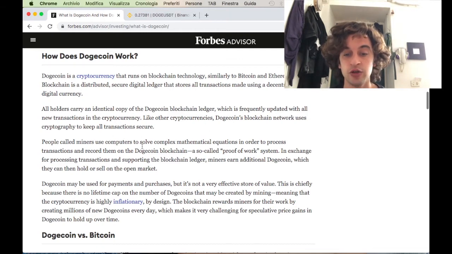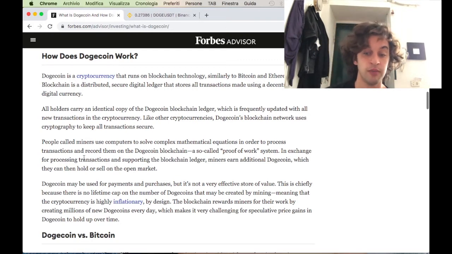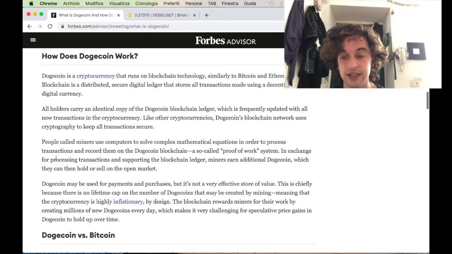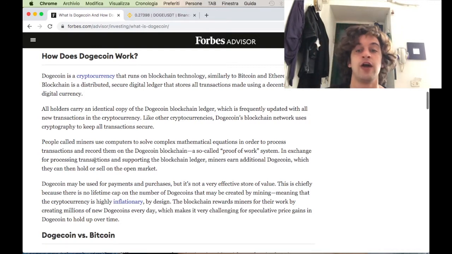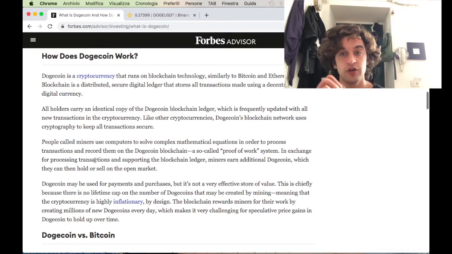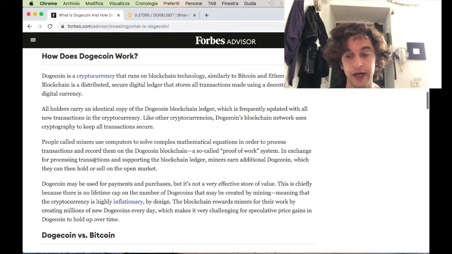People called miners use computers to solve complex mathematical equations in order to process transactions and record them on the Dogecoin blockchain, a so-called proof-of-work system. In exchange for processing transactions and supporting the blockchain ledger, a miner earns additional Dogecoin, which they can hold or sell on the open market. This is what mining is. So you solve, with your computer, very complex mathematical equations, which are what the blockchain is run with. With these equations, the network will keep on running, and to be rewarded for it, what you will get in return is a part of the coin that you're mining. In this case, Dogecoin.